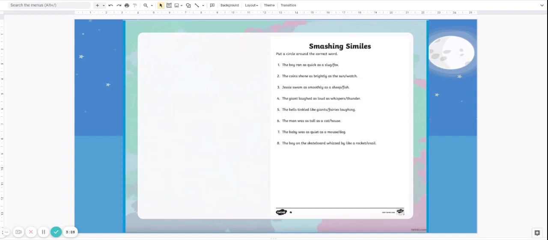I want you to read the sentences and circle what you think is the correct comparison at the end. Let's do the first one together. The boy ran as quick as a slug or fox? Which one of those creatures is actually quick? Is a slug quick? No, so let's circle fox. If you were writing a simile about running as quick as a fox, you'd say, the boy ran as quick as a fox. You use the word as, and therefore it is a simile.